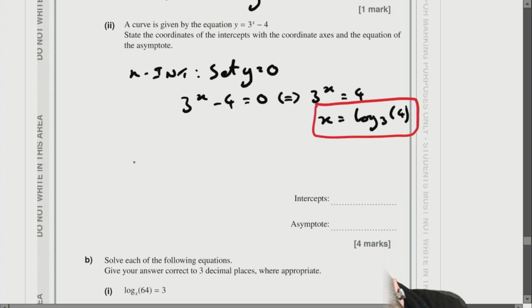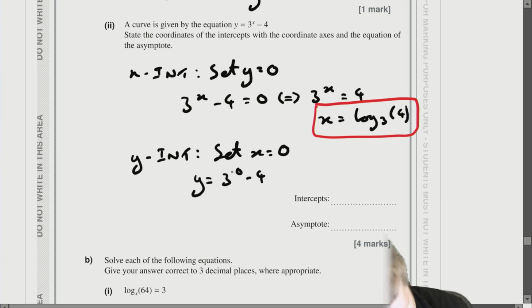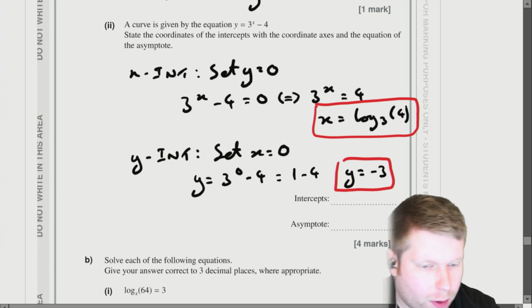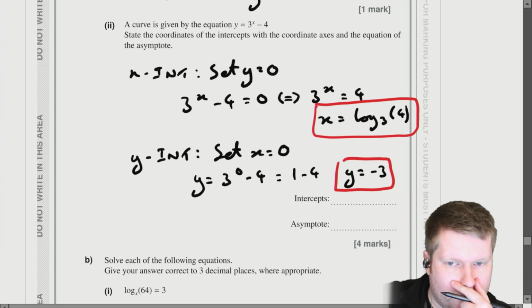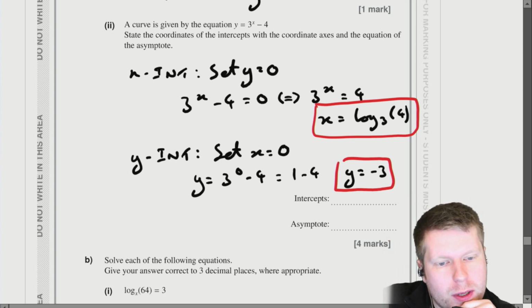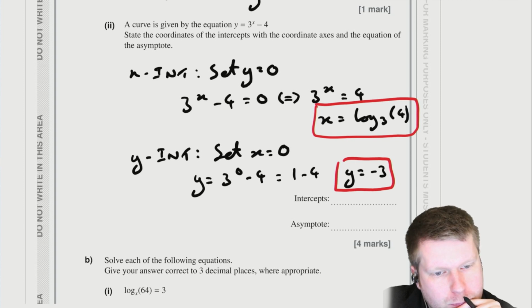And then to find my y-intercept, I'm going to set x to be 0. So if I set x to be 0, I get y is equal to 3 to the power of 0 minus 4. Well, 3 to the power of 0 is just 1. So this is the same as 1 take away 4. So y is equal to negative 3. Okay, so there's my y-intercept. I won't put those on the line just because I'm writing fairly big for the sake of clarity. But those are my two x and y-intercepts.